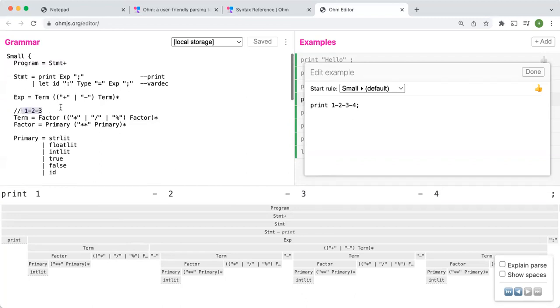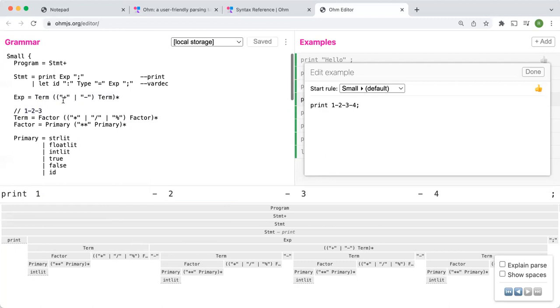subtracting 3. So instead of saying that expression is a sequence of terms separated by pluses and minuses, which is actually valid, but it just doesn't give us any indication of the associativity of these operators. We want these operators to be left associative in this case, right? We want plus and minus to be left associative, meaning do this subtraction before you do this subtraction.